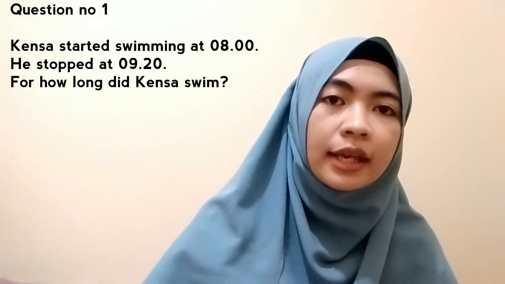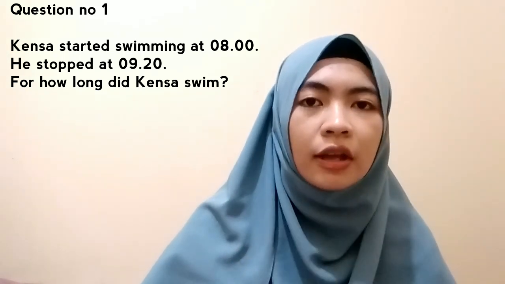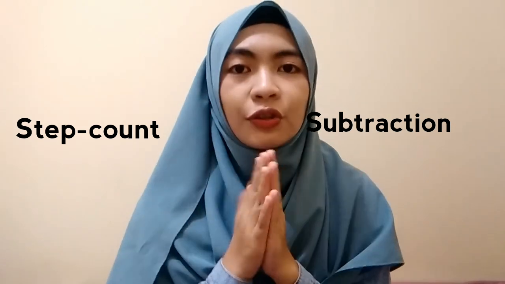Okay guys, after this, Miss Gita will show you some examples about time interval and how to solve it. Okay, let's start with the first question. Kenza started swimming at 8 o'clock and he stopped at 9:20. So, for how long did Kenza swim? Okay, there are two ways to find time interval. The first way, using step count, and the second, using subtraction. You can choose which one is the easiest for you.